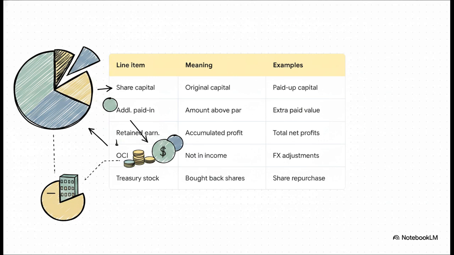Next, we have retained earnings, which is just the running total of all the net profits kept inside the business over time. We also track specific unrealized gains and losses in a bucket called Other Comprehensive Income, or OCI. And finally, pay attention to treasury stock. These are shares the company actually bought back from its own shareholders. It acts as a reduction, sitting in equity as a negative number and actively shrinking the total equity pie.